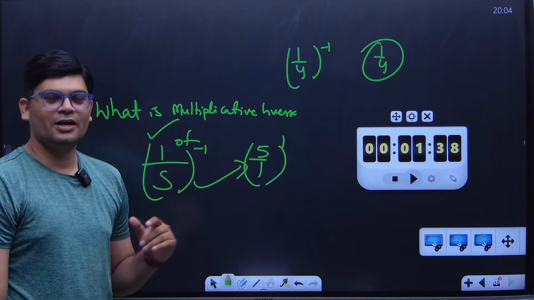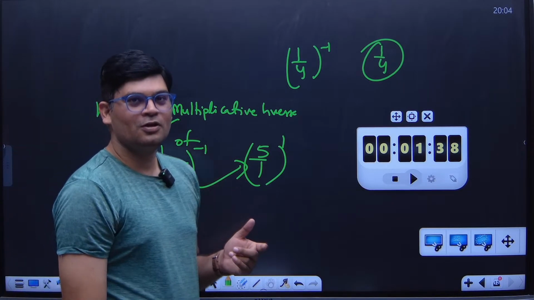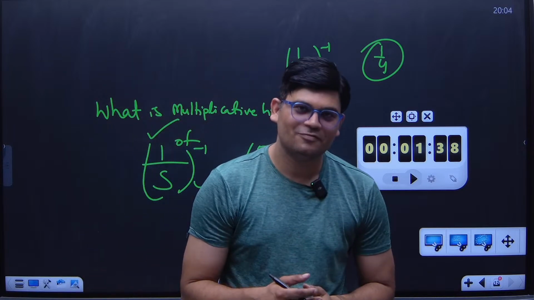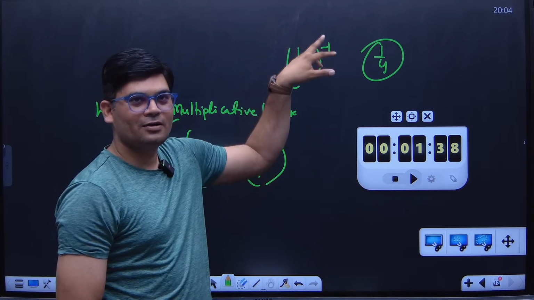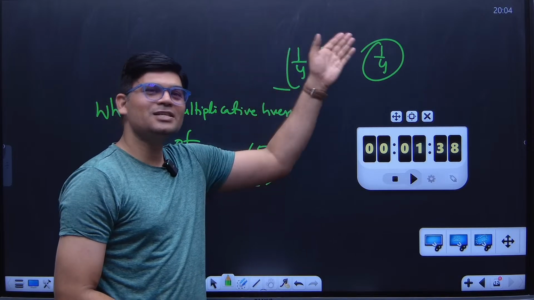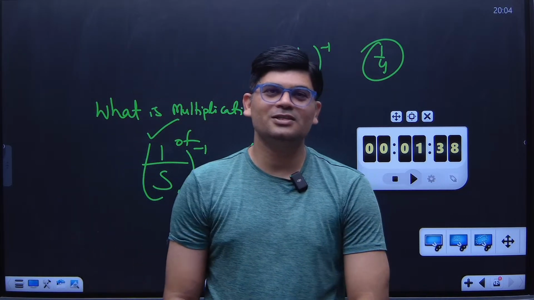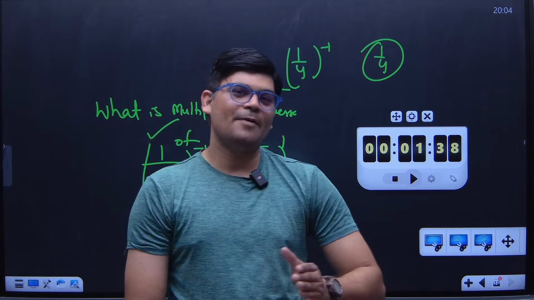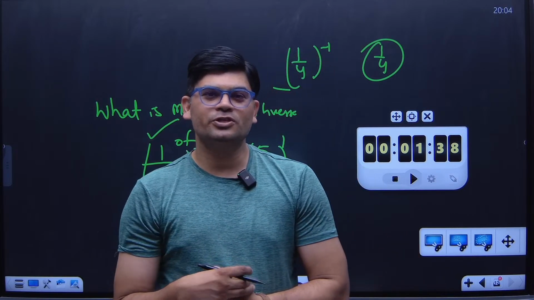Understood? So you have to be very careful. First derive the number. So the number is actually 4, that is 4 by 1. So the multiplicative inverse of 4 is 1 by 4. Be very careful in these kinds of questions. They will trap you. So I will be sending you one of my PDFs. You can do some questions on that.